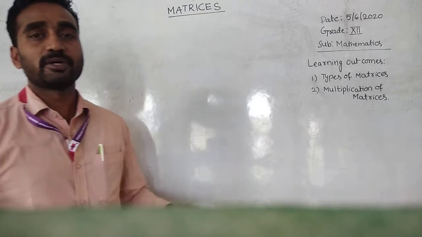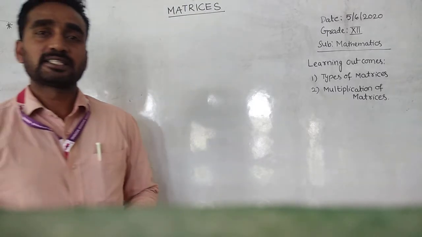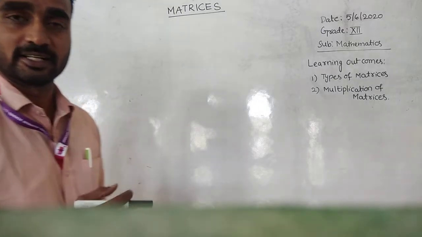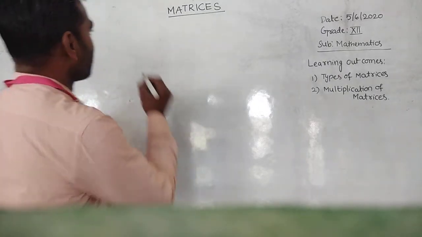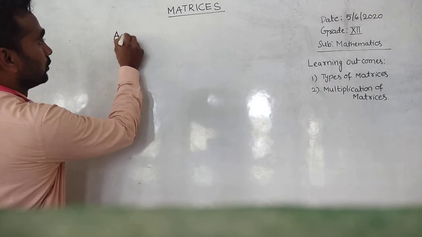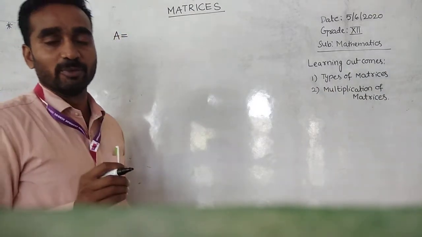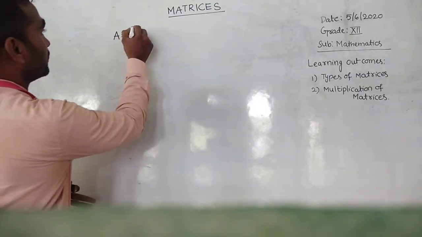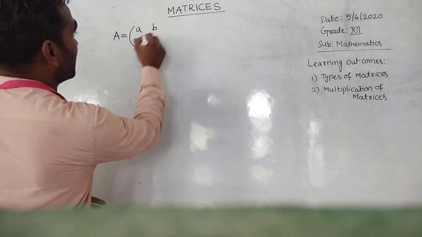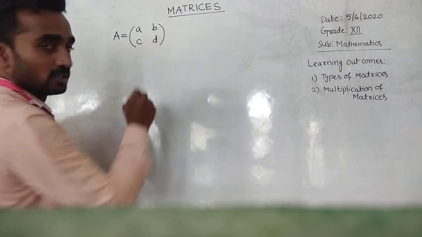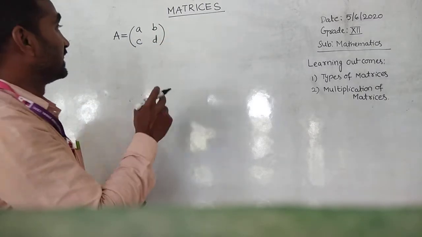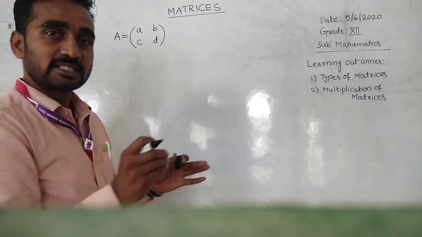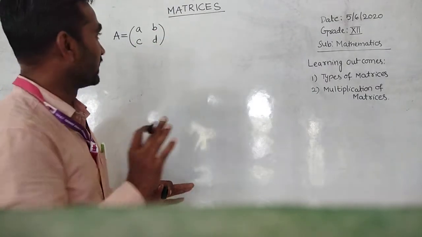First of all, what is meant by matrix? The elements arranged in a rectangular array is known as matrix. For example, see here, let us have one matrix A. There are four elements arranged in rows and columns. Then I will get two rows and two columns. So A, B and C, D. There are two rows. One row is AB and the second row is CD, and one column is AC, the second column is BD. So these elements arranged in a rectangular array is known as matrix.